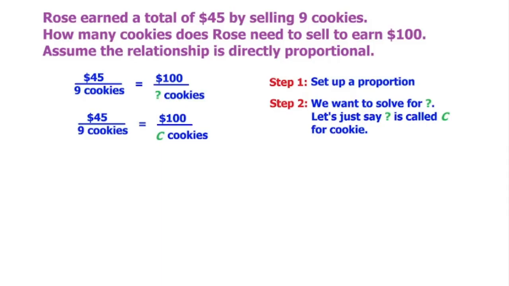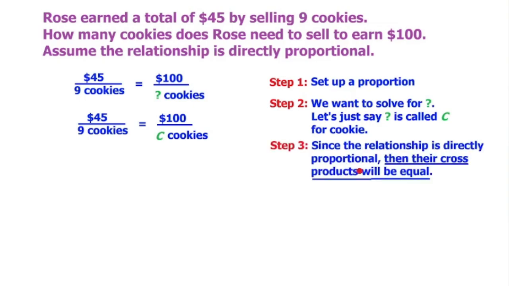Okay? So next thing, step 3, since the relationship is directly proportional, then their cross products will be equal. We know that they're directly proportional. It tells us right in the question, right? So because of that, their cross products will be equal. So what does that mean and how does that look? So let's cross multiply this equation now.